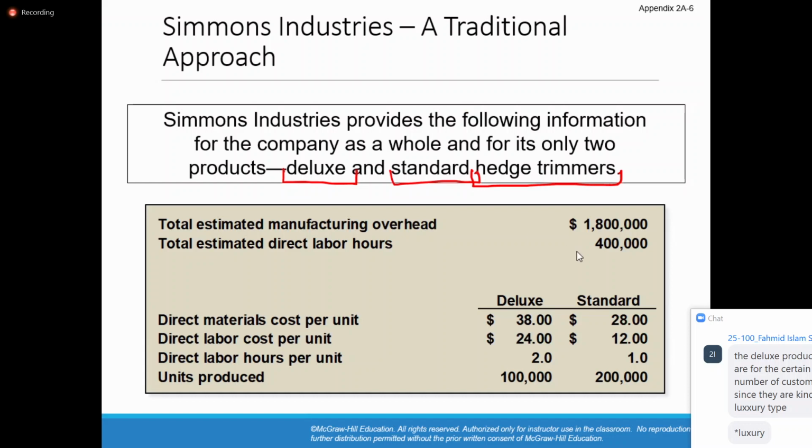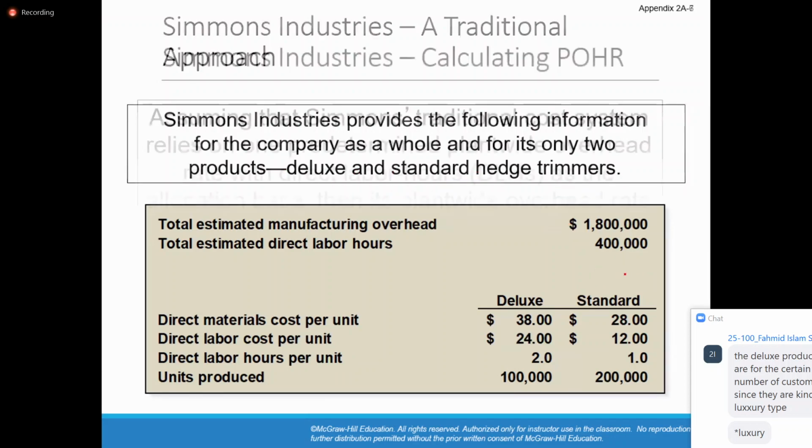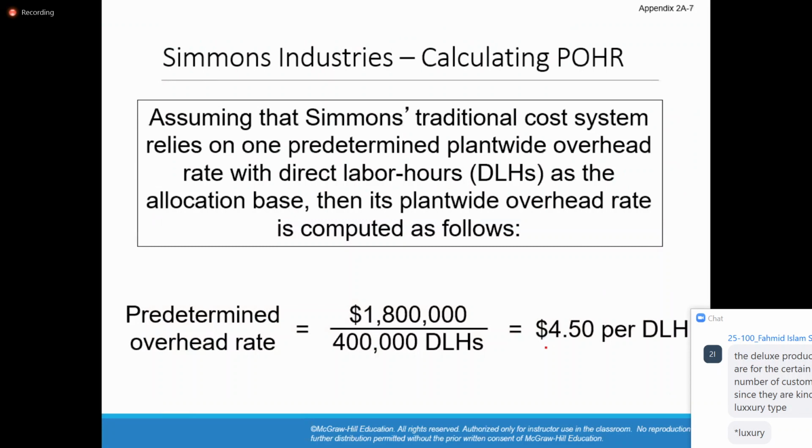Okay, so how do we use the traditional approach? We use the traditional approach in this way: we have a total overhead expense, here it is, and we need to divide this by the activity base, which is total estimated direct labor hours. What will we get? We will get per direct labor hour what manufacturing overhead can be applied. Okay, that is 4.5 per direct labor hour.